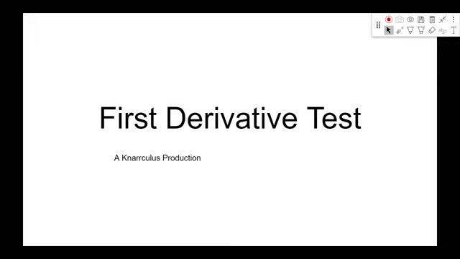Today we're going to talk about the first derivative test. For the next few sections, our goal is to be able to graph any function without the use of a graphing calculator. So we're going to have to use the derivatives of these functions to get information about what the function might actually look like. That's the goal over the next few sections, and it starts here with the first derivative test.